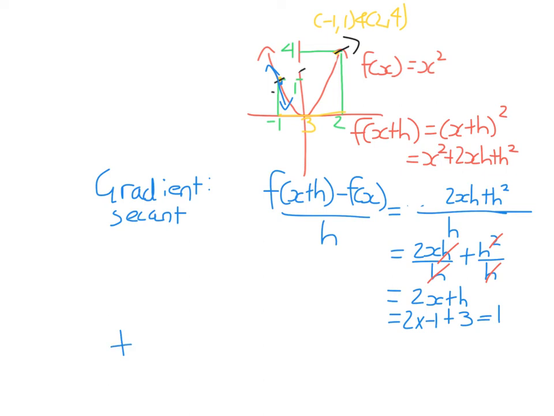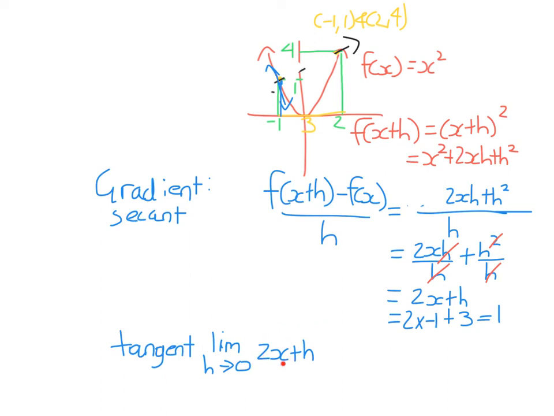So the gradient of the tangent is actually going to be the same as the gradient of the secant, but what I do is I make the value of h so small. See, h is the distance between the two x values. What I've done now to calculate the gradient of the function at this point is I've made these 2 points so close together, the distance between them is basically 0.